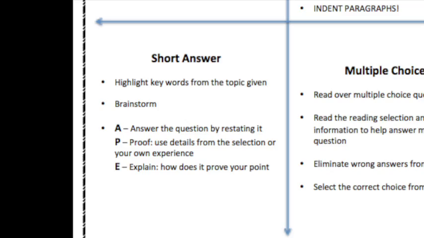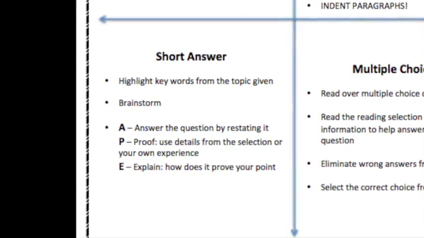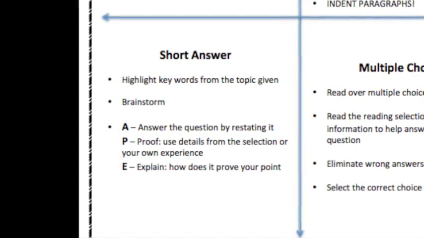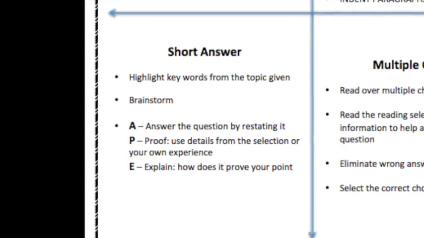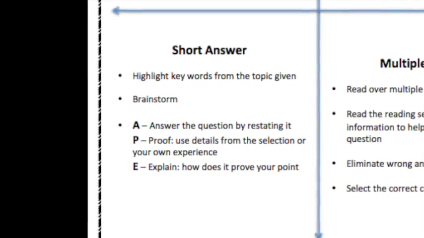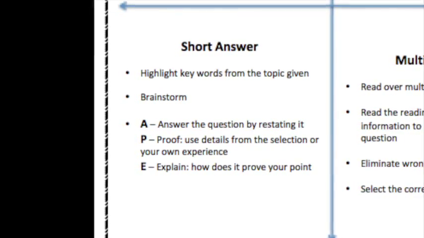There are only a few key strategies that you need to know in order to be successful on this type of writing task. We're going to highlight the key words from the topic that we're writing about. Then open up your notepad to brainstorm your ideas. When you're writing, use the acronym APE to remember what to write.